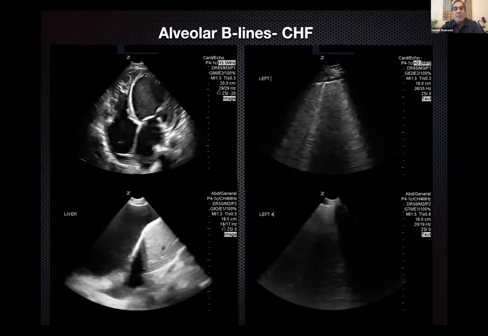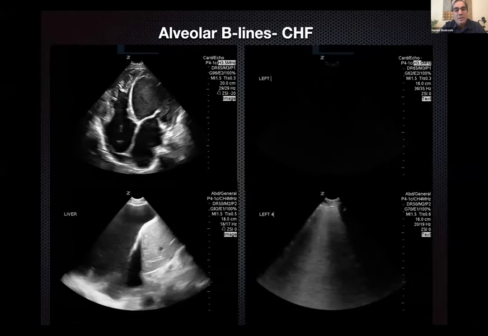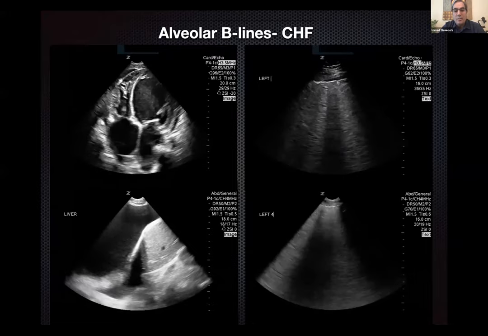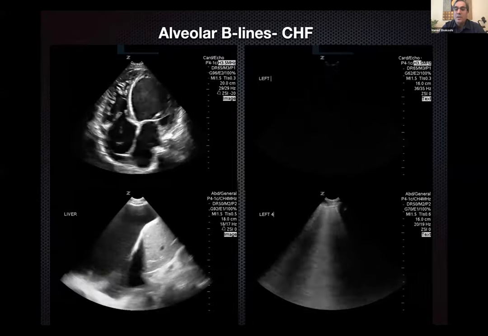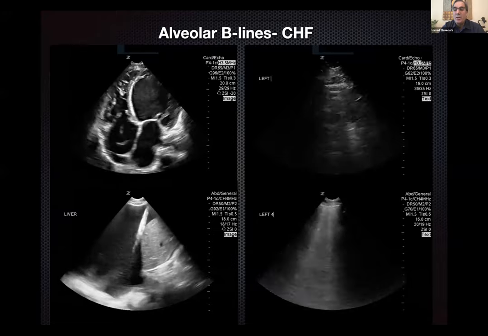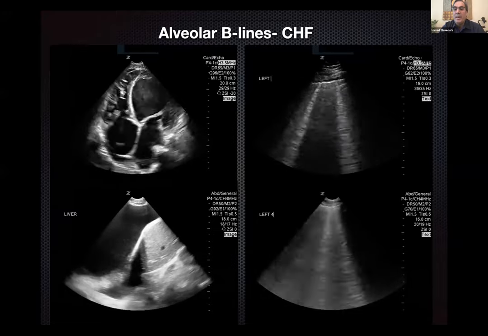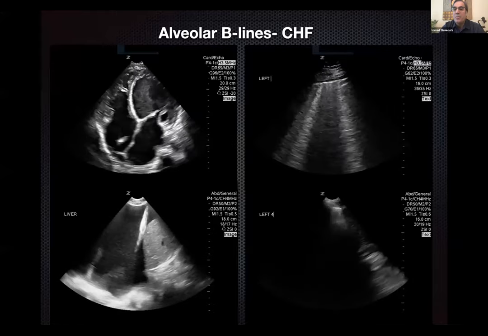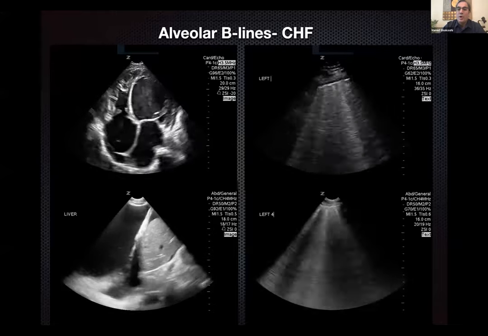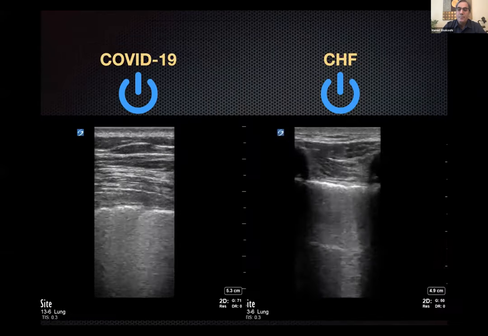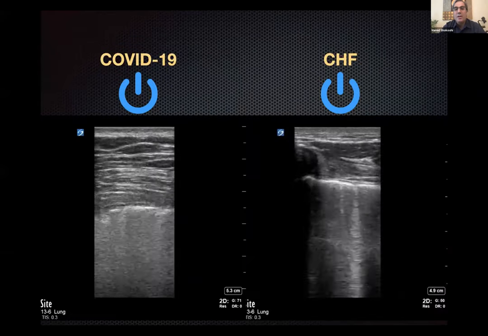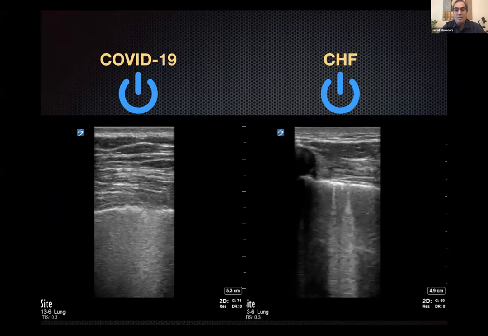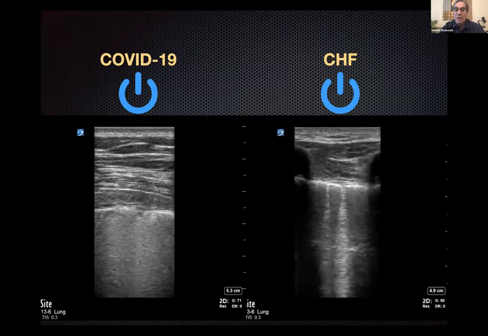This is a case where you can see the heart is obviously not functioning. You see the significant pleural effusion as a result of CHF. And look at this image of the actual B lines in the CHF. This is not the same picture we are seeing with the COVID B lines. So to put them next to each other, COVID-19 and CHF, which one is the COVID B line? Everybody agreed this is the COVID.